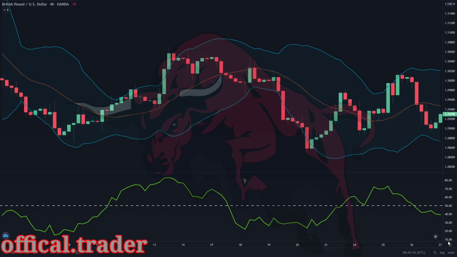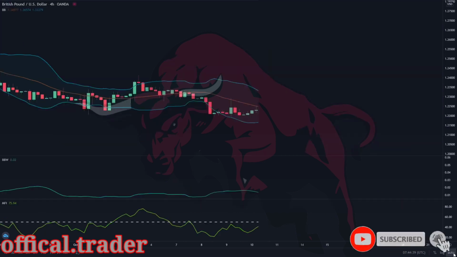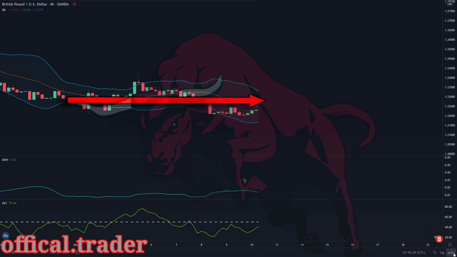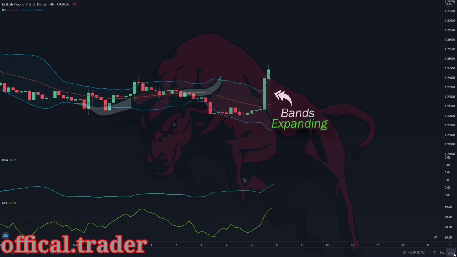So now, let's combine this with the breakout strategy that I just taught you. Here's the pound dollar, and as you can see, the market is on a range, as shown by the flat SMA, and the bands are still contracting. Next, you can see that the bands are starting to expand, and the BBW is rising.